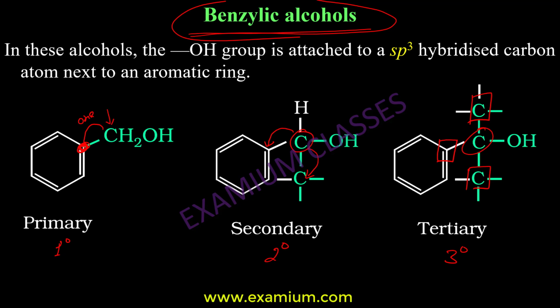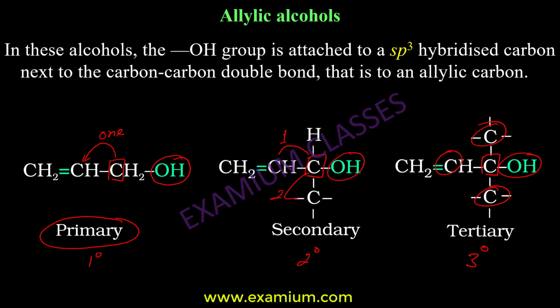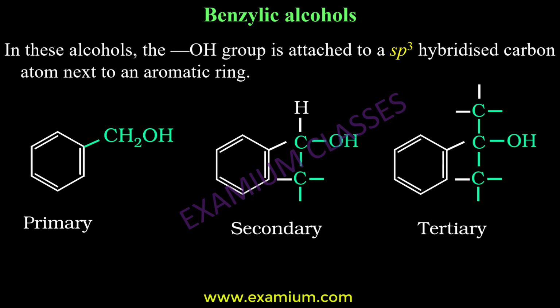So the definition will be, in benzylic alcohols, the OH group is attached to sp3 hybridized carbon atom next to an aromatic ring. So here instead of double bond carbon we say aromatic ring. In previous definition, that is allylic alcohol, in place of aromatic ring we said carbon carbon double bond. That's the only difference. Carbon carbon double bond in case of allylic alcohol. In case of benzylic alcohol, we just changed the definition by saying that sp3 hybridized carbon is now attached to aromatic ring.